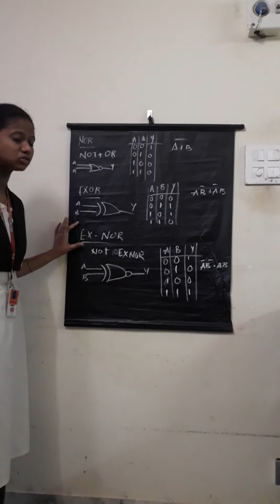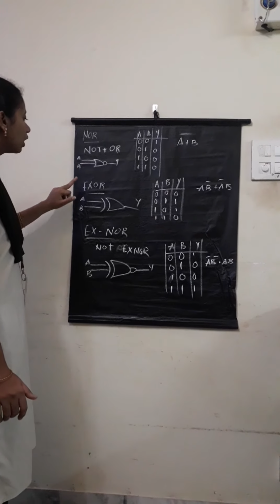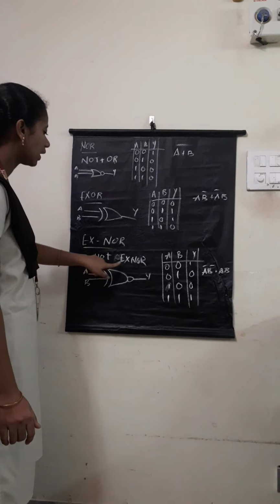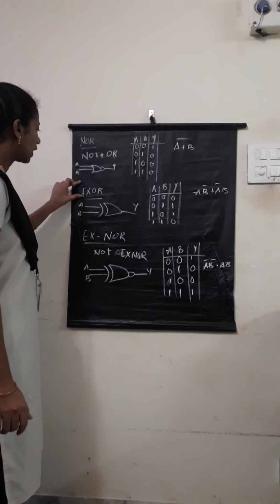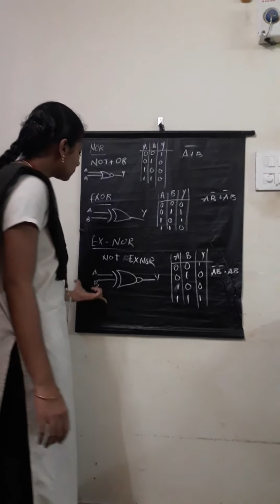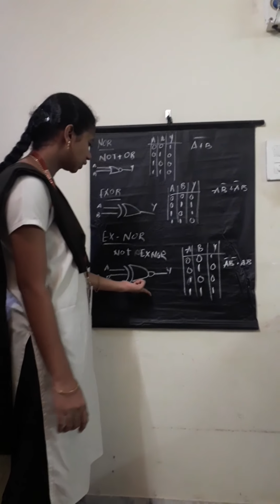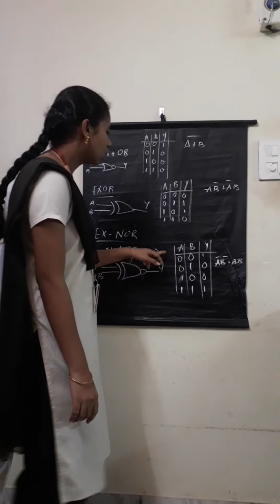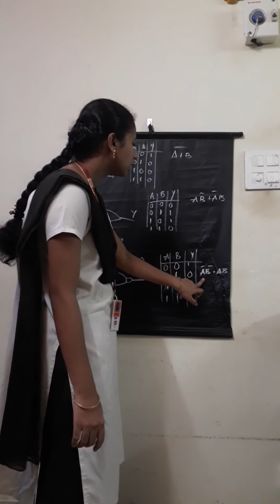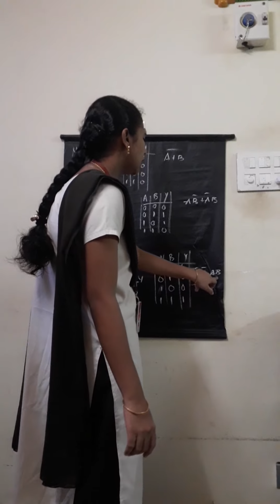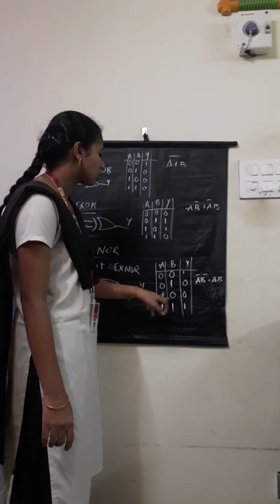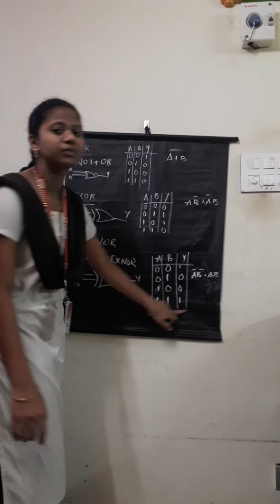Now coming to XNOR. XNOR is nothing but the complement of the XOR, not XOR. Here is the logic design circuit of the XNOR. Here is the truth table of the XNOR. The expression is A complement B complement plus A into B. 0 into 0 is 1, 0 1 0, 1 0 0, 1 1 1.